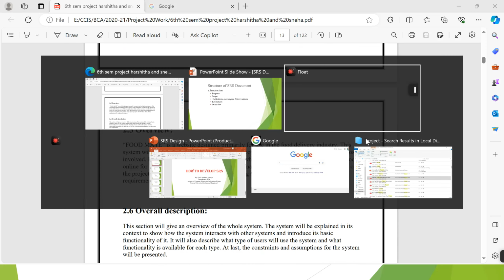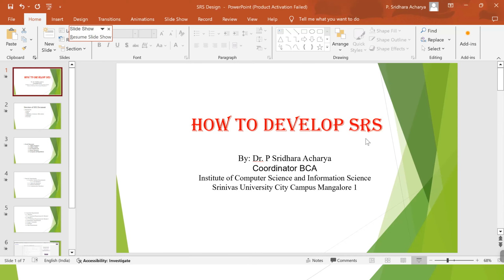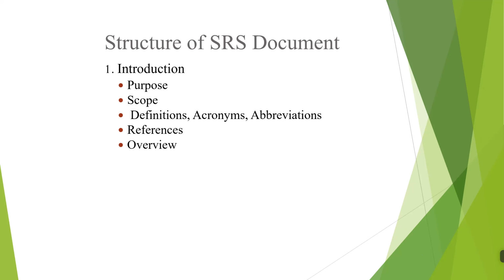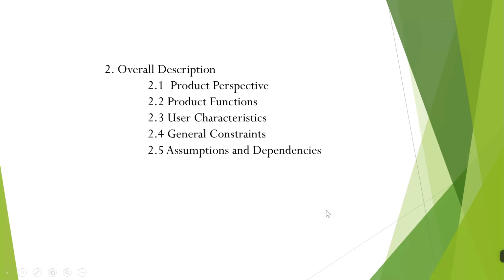Now moving on to the second aspect of your project, the second part, wherein you have to give the overall description about the project. In the first case, you gave an introduction about the software you are going to develop. In the second phase, you give the overall description: what your project is going to do, how it is going to serve, what the project perspectives and functions are, who the users are, and what the characteristics of the users are.